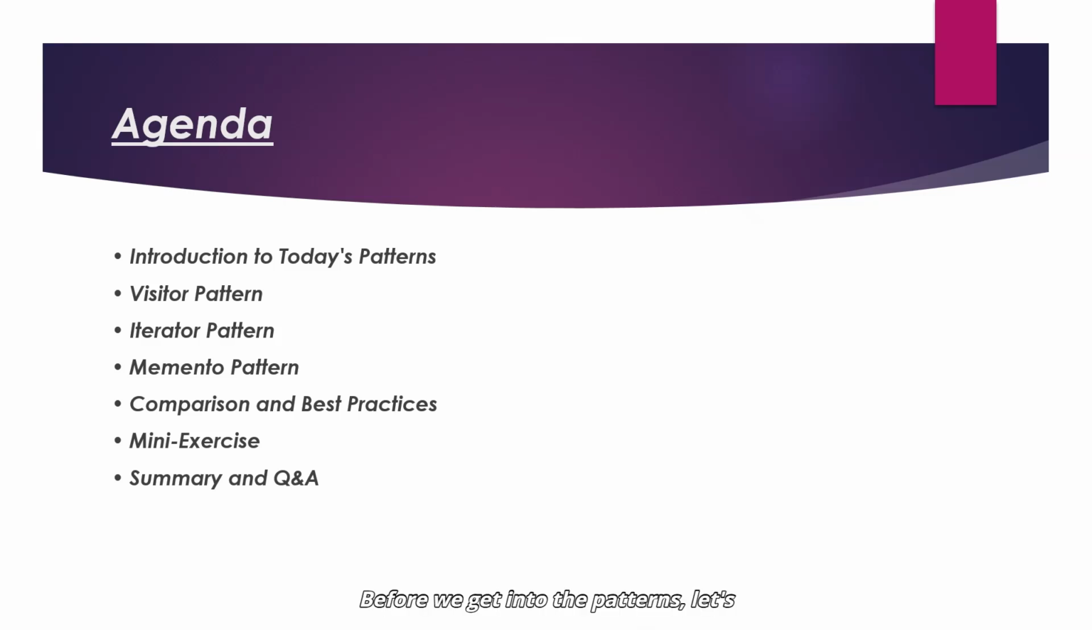Before we get into the patterns, let's first look at today's roadmap. We will start by understanding why these patterns are important, setting the foundation first. Then we will dive individually into the three patterns. First, the visitor pattern, which helps us apply new operations to objects without modifying their structure. Next, the iterator pattern, which gives us a way to traverse data collections without exposing how they are implemented internally. And finally, the memento pattern, which helps us capture and restore object states, a must-have for features like undo. After covering each, we will also do a quick comparison, followed by a mini exercise to apply what we have learned, and finally we will summarize everything.